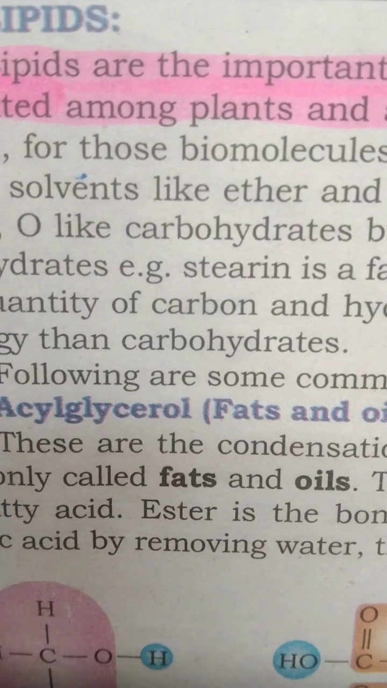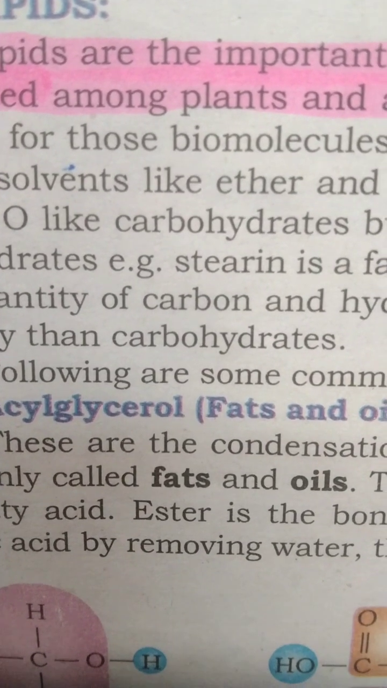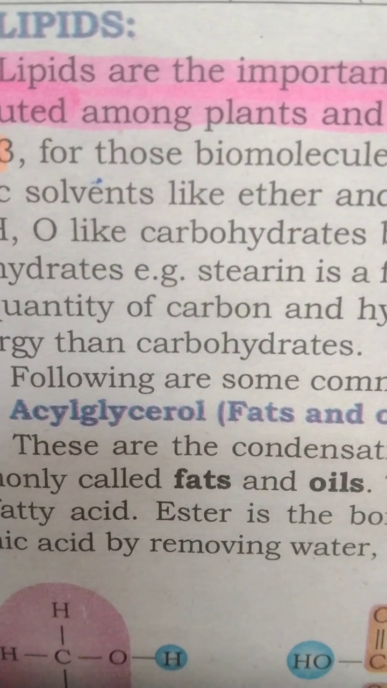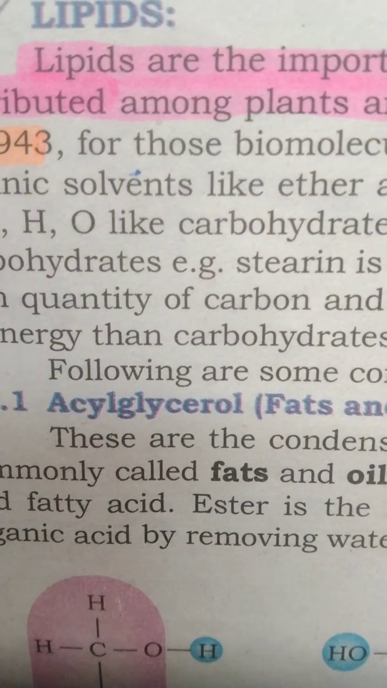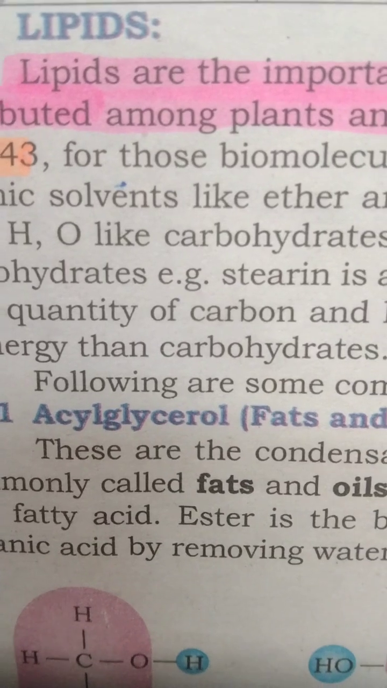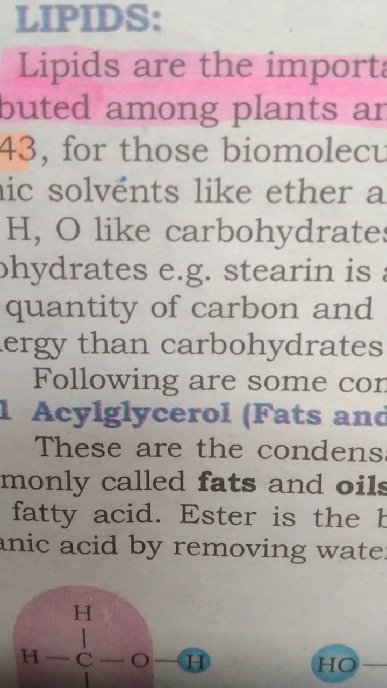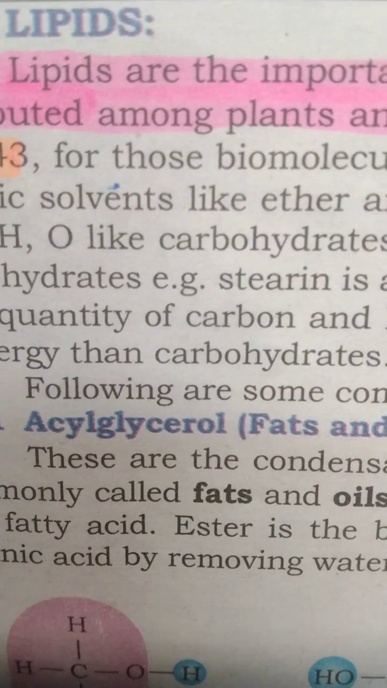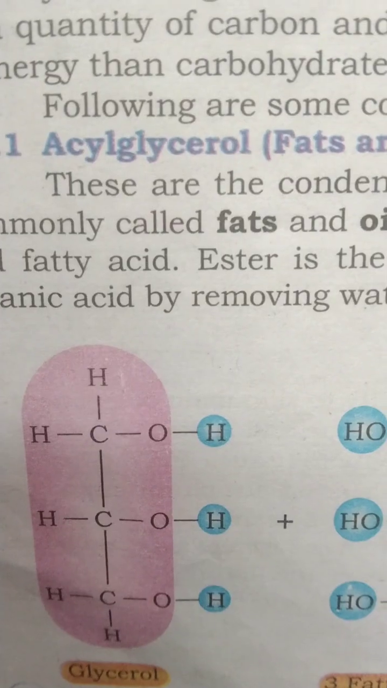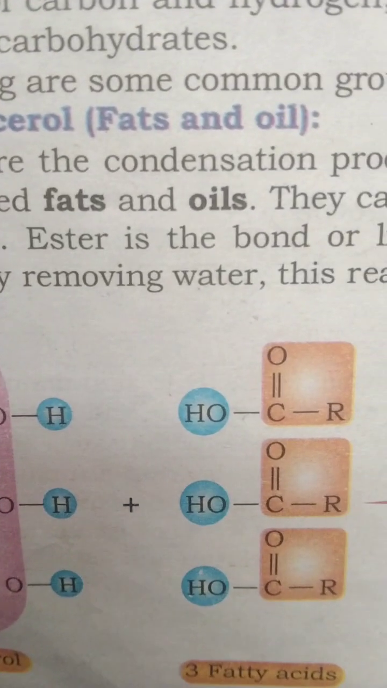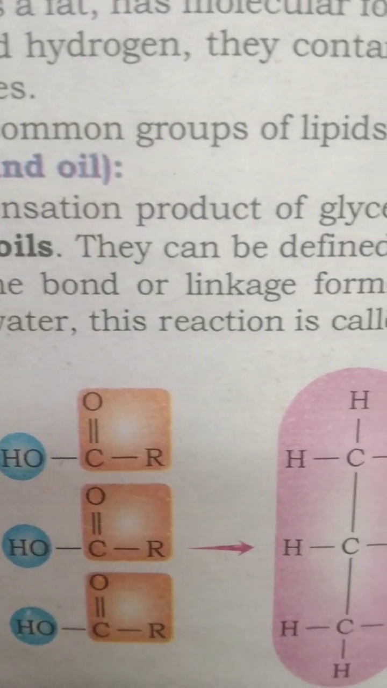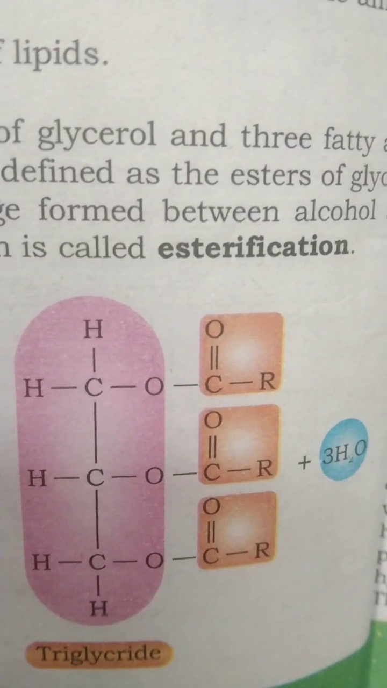Whenever the condensed product of glycerol and three fatty acids forms, we say they are called fats and oils. They are defined as esters of glycerol and fatty acids. Ester is the linkage or bond formed between the alcohol and fatty acids. When water is removed, it's called esterification. In this diagram, this one is glycerol with H, H, H, and here are fatty acids with OH, OH, OH. When they combine, they make a triglyceride, with the removal of water. This one is a triglyceride.